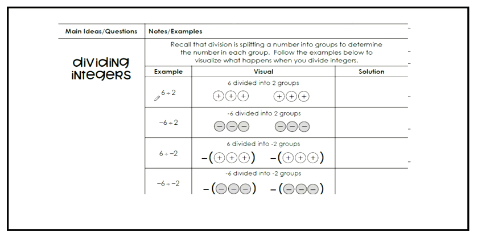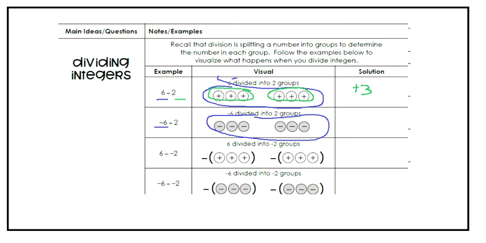So here we have 6 positives, and it says it's divided into two groups. So here's group 1 and here's group 2. You can see that there are positive 3 in each group. So you can see that's going to be a positive, okay? Now we look at the next one. You have negative 6 integers divided into two groups again. And you can see here's one group, and there are negative 3 in each group.